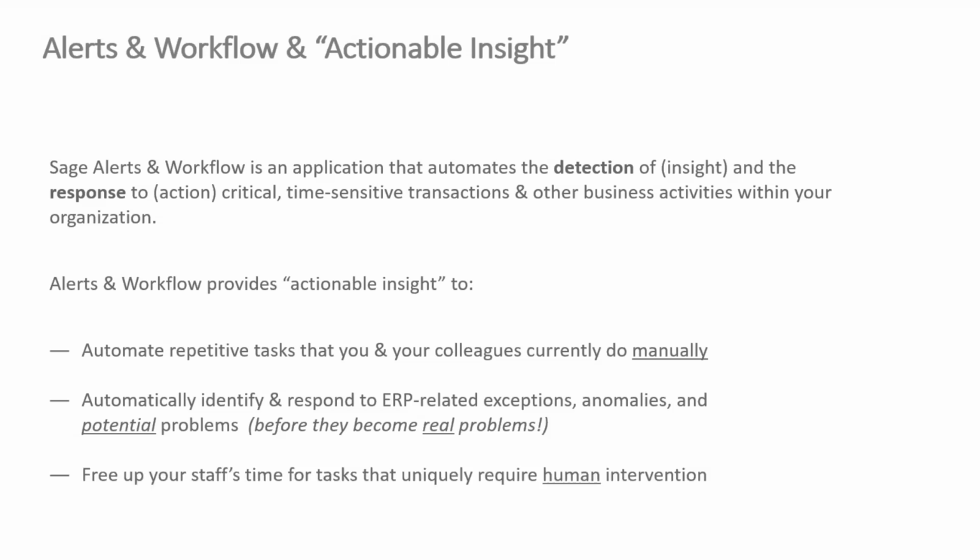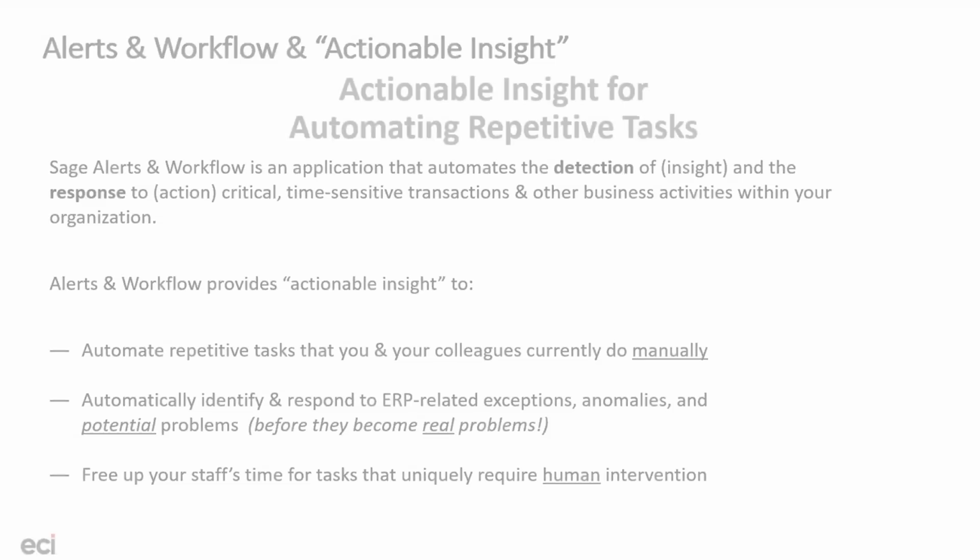And thirdly, Sage Alerts and Workflow frees up your staff's time for those tasks that uniquely require human intervention. I like to say if it can be automated, it should be automated. Because if you've got a process such as invoicing, being a very typical one, that is either wholly or in part reliant upon human intervention, let's automate that process through Alerts and Workflow, and let's free up those staffers who were doing that manually to do those tasks that uniquely require the human brain and human interaction.